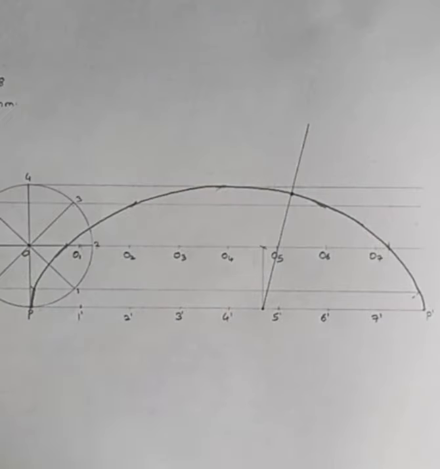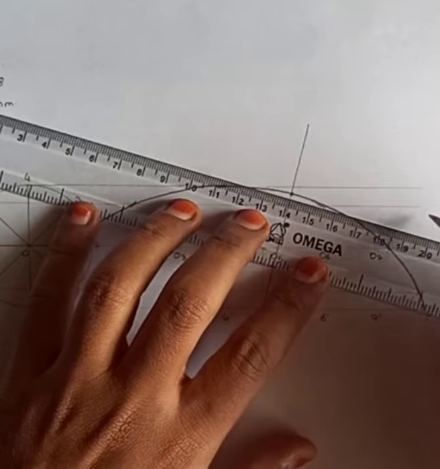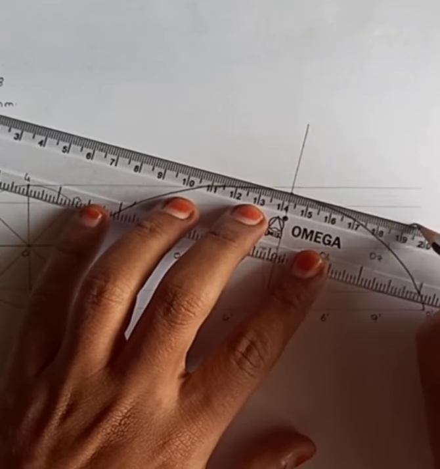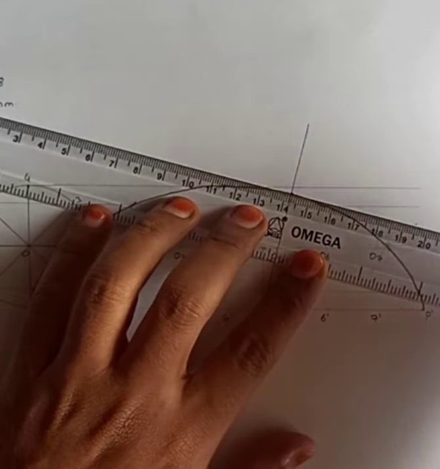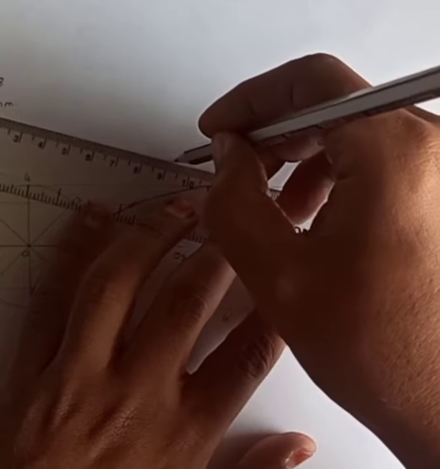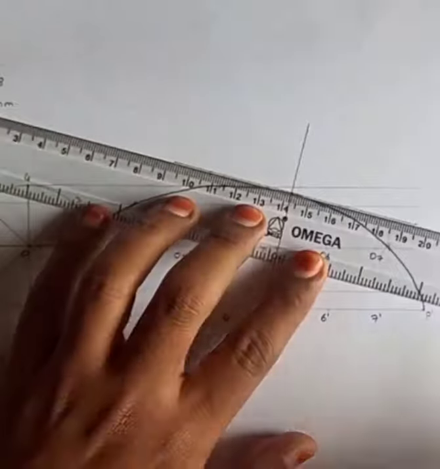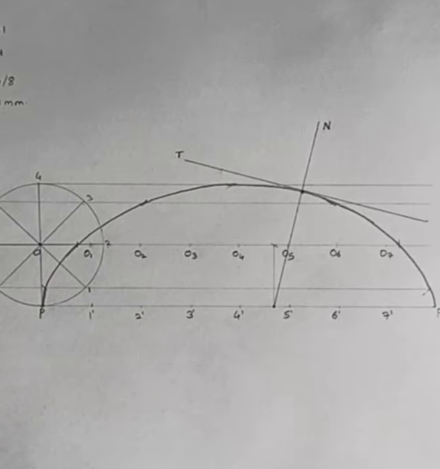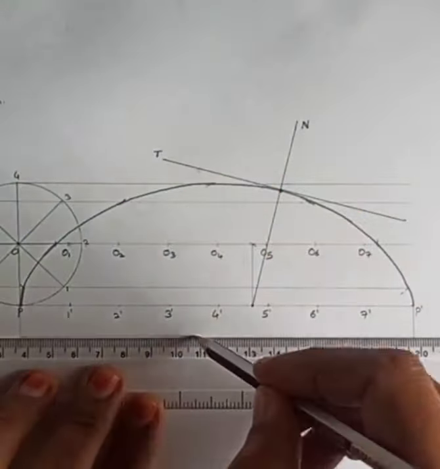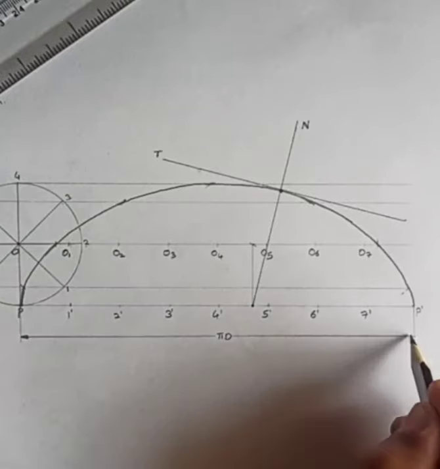And a line perpendicular to the normal through the point that we have selected will be the tangent. Thus, we have drawn the cycloid, the tangent and the normal for the given circle. Finally, we need to provide the dimension of the circle and the distance of PP dash, that is the circumference of the circle.